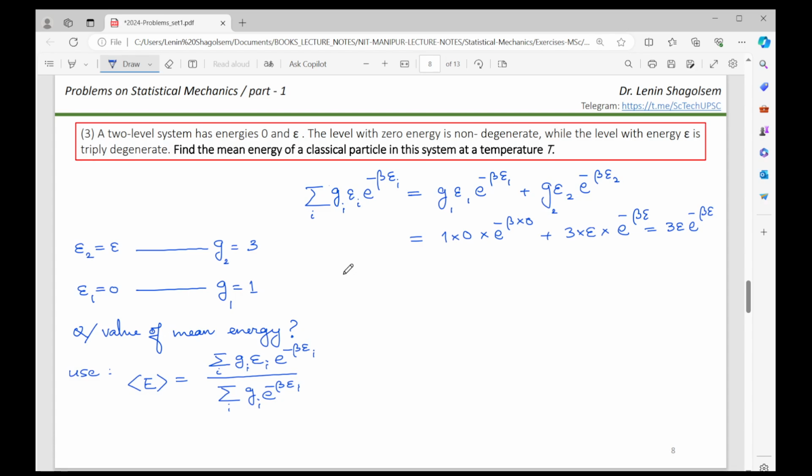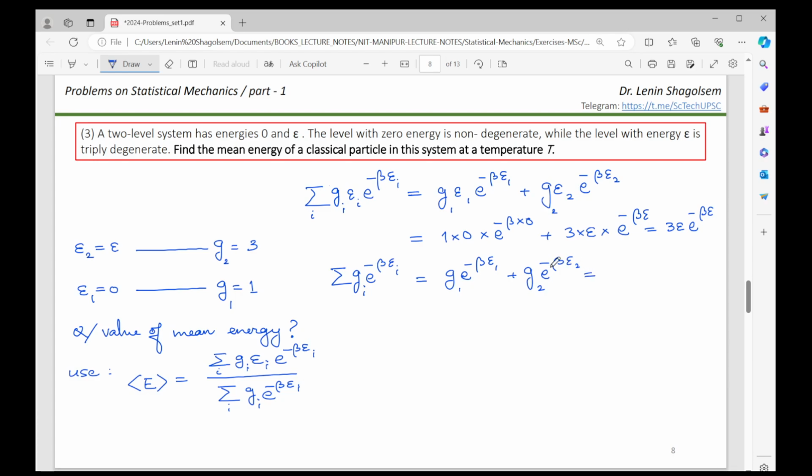This is the term in the numerator, and the term in the denominator, which is the partition function, if you do the same expansion, is g1 e to the minus beta epsilon 1 plus g2 e to the minus beta epsilon 2.